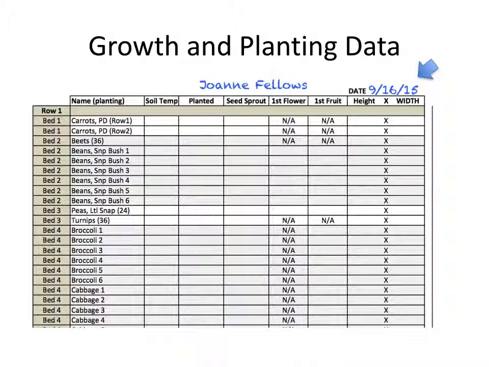This is your growth and planting data. Please put your name and the date at the top of the page. You'll notice that the growth and planting data sheet starts at row 1, bed 1, the color code brown.